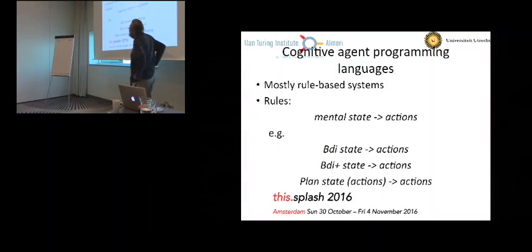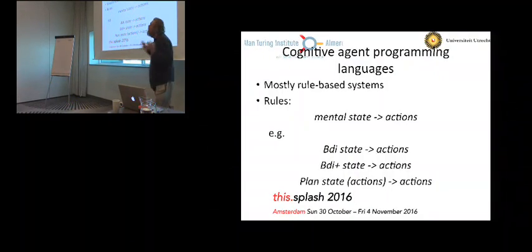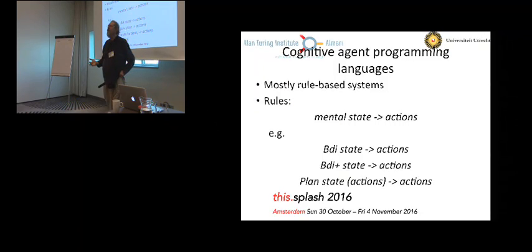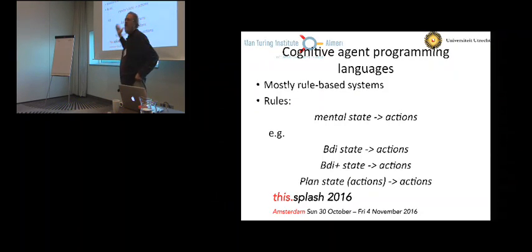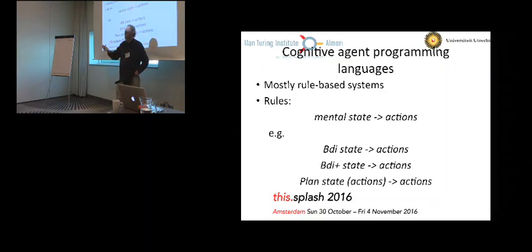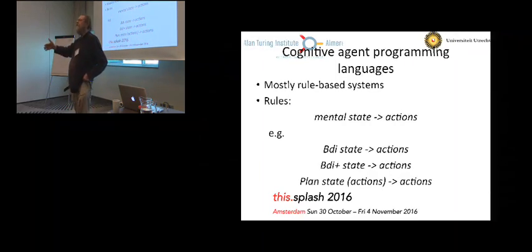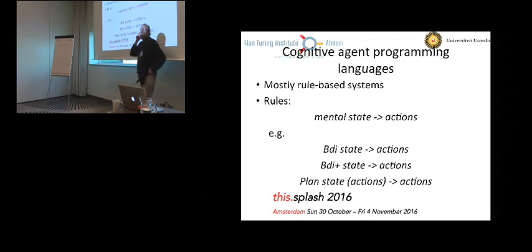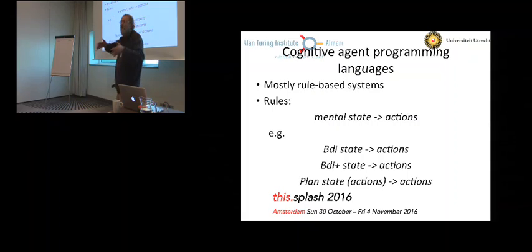So now I go a bit more into the detail. These cognitive languages are typically rule based. So, very abstractly, they contain a set of rules, which on the left hand side describe a mental state, and on the right hand side describe what actions should be done. So for instance, you have a BDI state which says what the beliefs of the agent are, what the desires of the agent are, what the intentions of the agent are, and if this is all fulfilled, then you can do these actions. And sometimes you also have multiple of these rules that can apply at the same time. I will say what to do with that later.